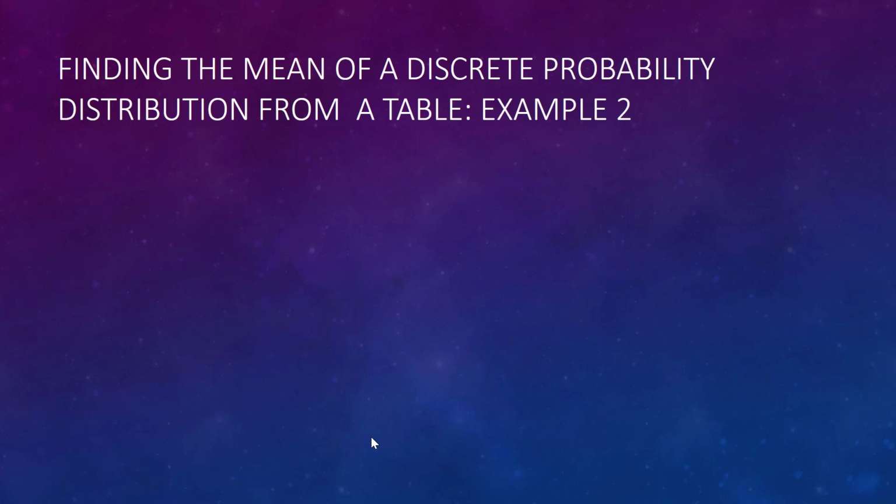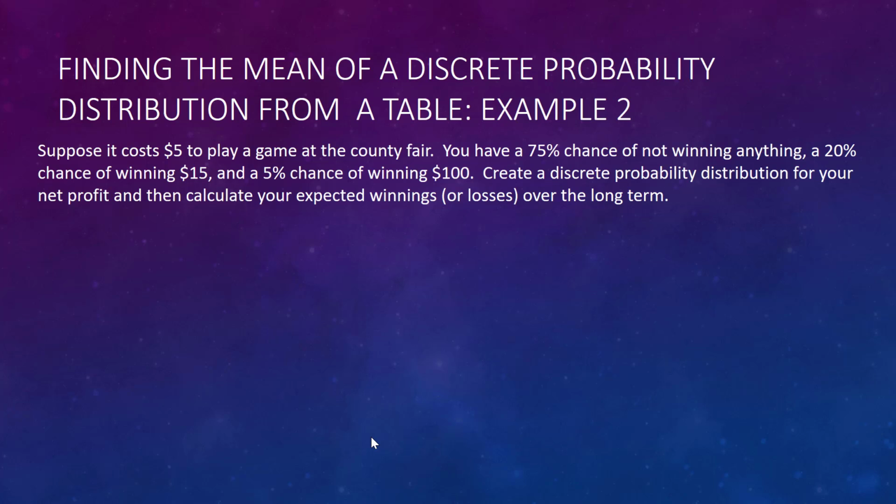Finding the mean of a discrete probability distribution from a table. Example 2. Suppose it costs $5 to play a game at the county fair. You have a 75% chance of not winning anything, a 20% chance of winning $15, and a 5% chance of winning $100. Create a discrete probability distribution for your net profit and then calculate your expected winnings or losses over the long term.